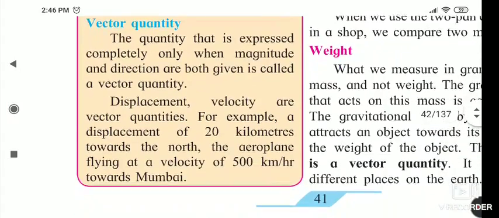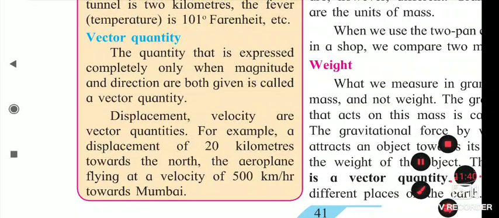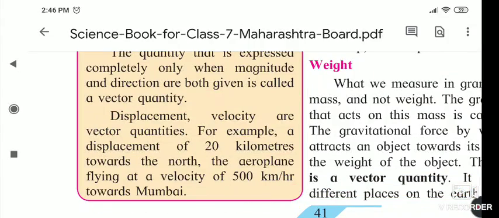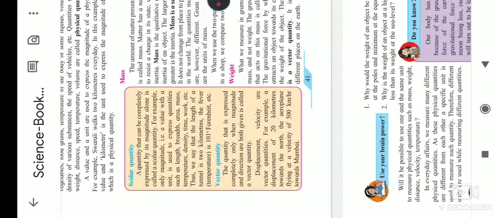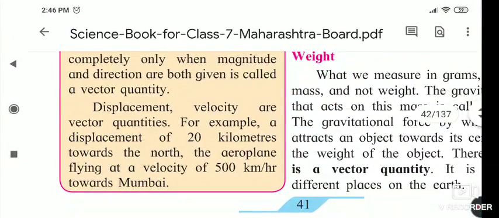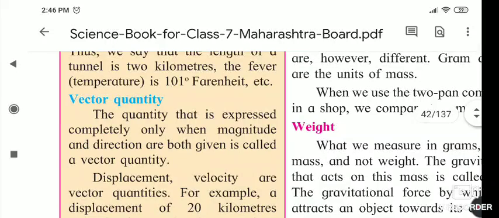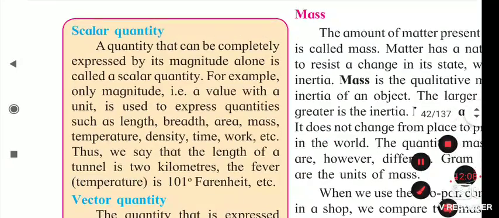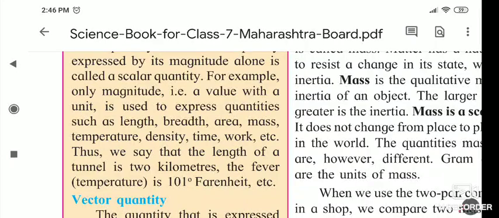But in a vector quantity, the quantity that is expressed completely when magnitude and direction are both given is called a vector quantity. Means in a scalar quantity the direction is not taken into account, but in a vector quantity direction is taken into account. So this is the definition of vector quantity. You have to learn the scalar quantity's definition also. This is the definition of scalar quantity.